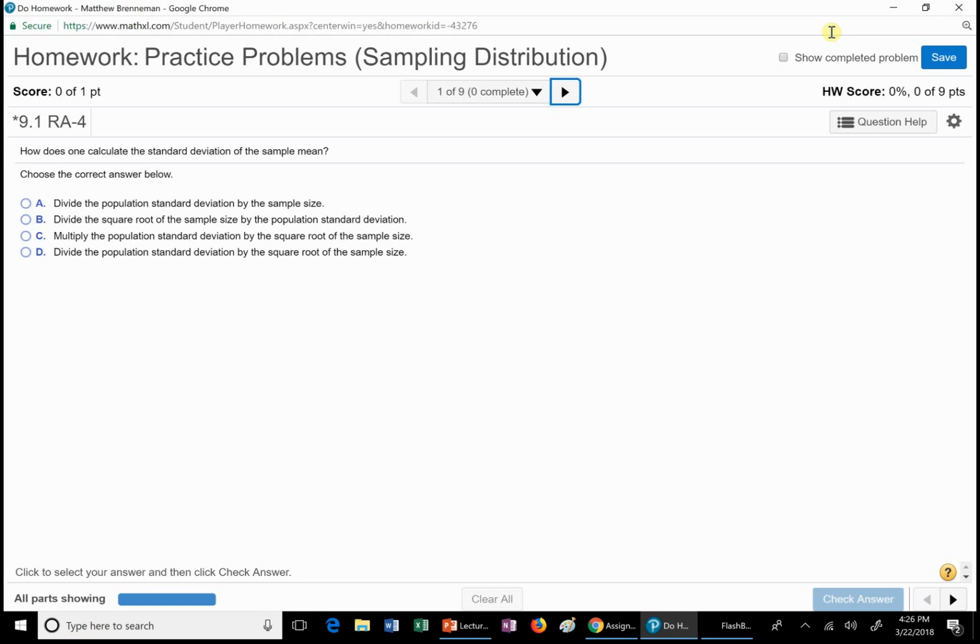All right, last one. Divide the population standard deviation by the square root of the sample size. So what's that going to be? What do you think, Aiden? D. You want to divide the population standard deviation by the square root of the sample size. How would I write that in symbols now? Sigma divided by square root n. Bingo. All right, good.